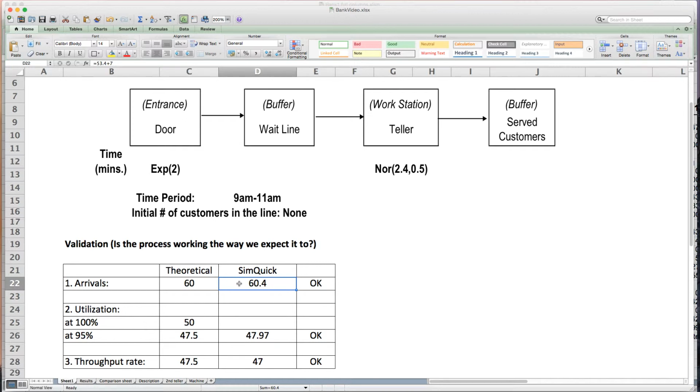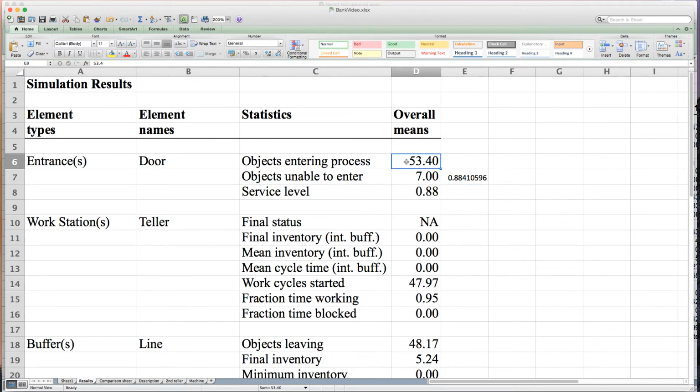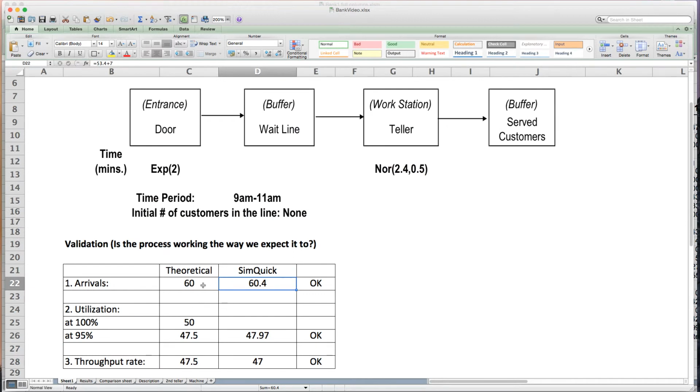If I look at my SimQuick results, I have a total arrivals of 60.4. Where did I get that from? 60.4 is 53.4 who were able to get in, and the other 7 who arrived who are not able to get in. So in total, that is 60.4 arriving in. So as you can see, they're approximately equal to each other. So we say, okay, the simulation is modelling arrivals as we would expect.